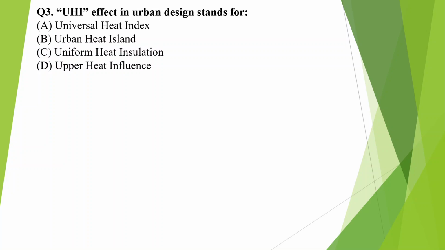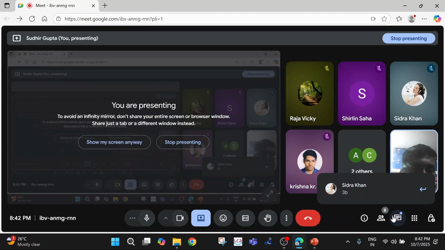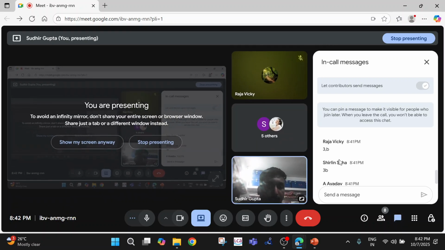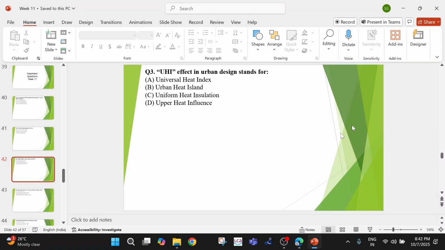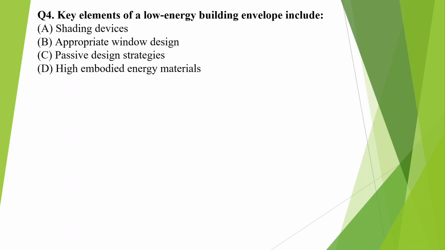Here the third question. UHI in urban design stands for. Anyone want to add your answers? Yeah, as I can see, several answers have been received, and option B has been marked, urban heat island. That is the correct answer, guys. So let's move to the fourth question. Here is the fourth question.